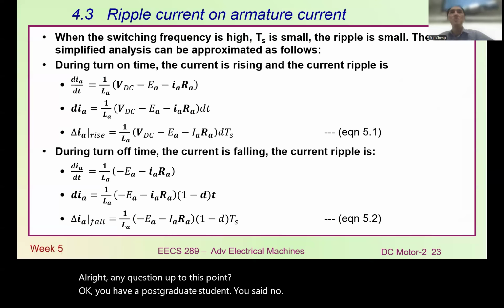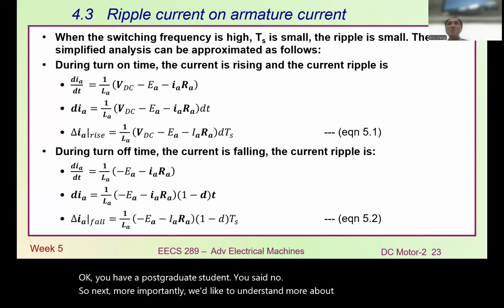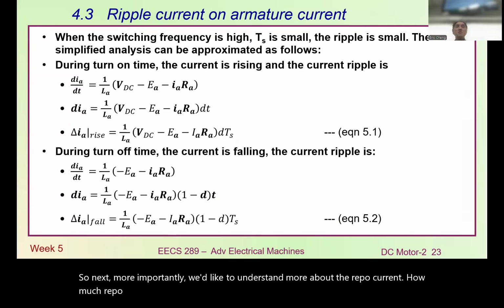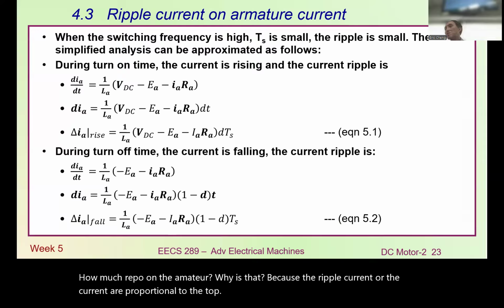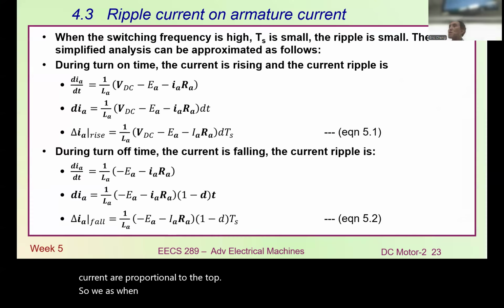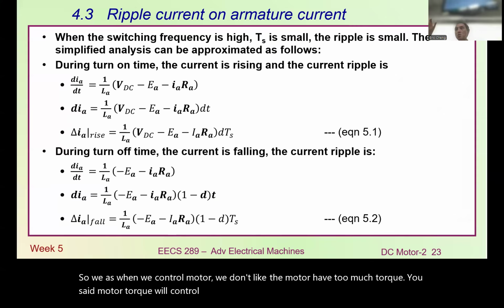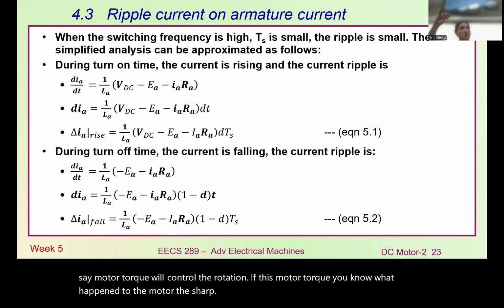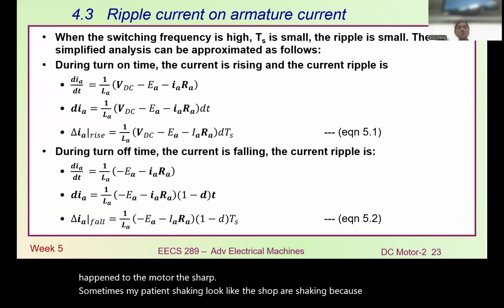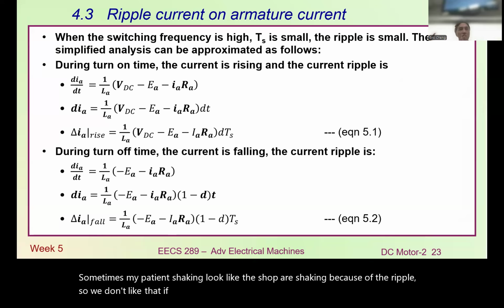Next, more importantly, we would like to understand more about the ripple current. How much ripple is on the armature current? Why is that? Because the current is proportional to the torque. So when we control a motor, we don't want the motor to have too much torque ripple. A motor's torque will control the rotation. If there's torque ripple, do you know what happens to the shaft? Some kind of vibration, shaking. It looks like the shaft is shaking because of the ripple. So we don't like that. If you use the motor for an electric vehicle or for a robot, I don't want the robot shaking its hand. Impossible.